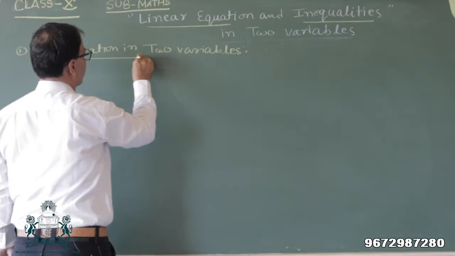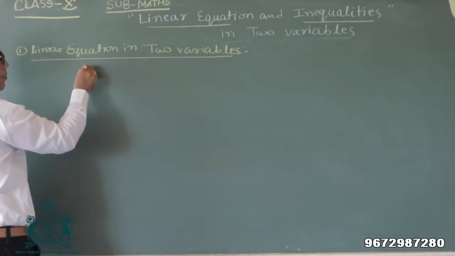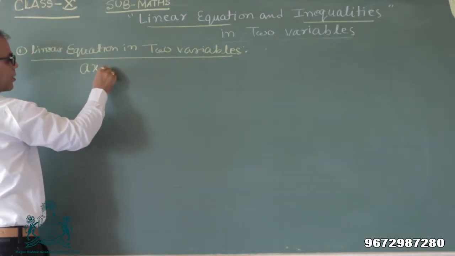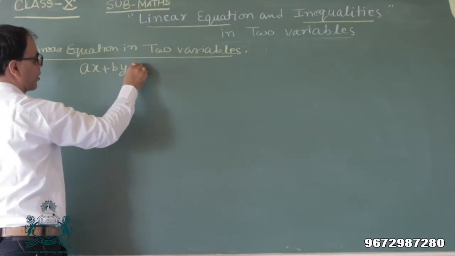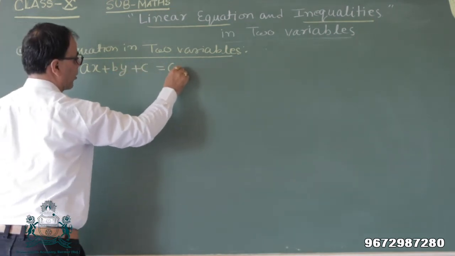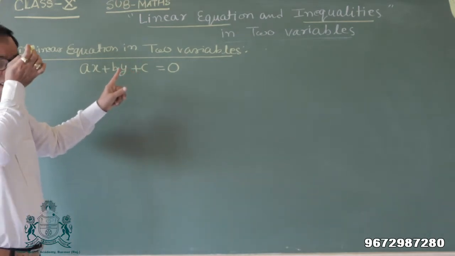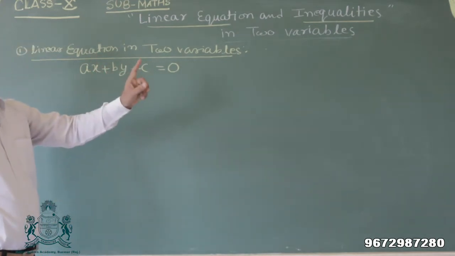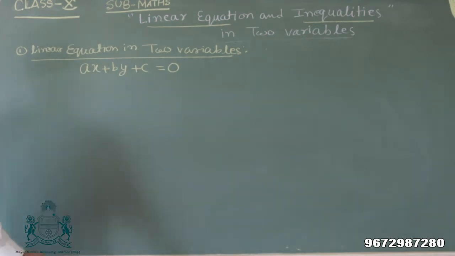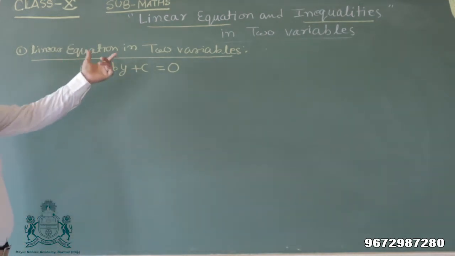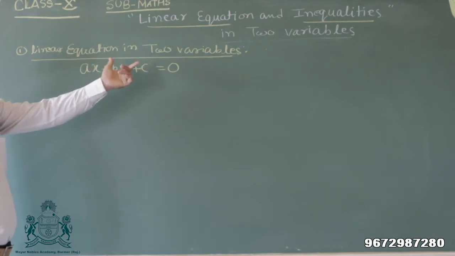Linear equation in two variables of standard form: ax plus by plus c equal to 0. A, B, C are real numbers and x and y are variables. Two variables in a linear equation in two variables.